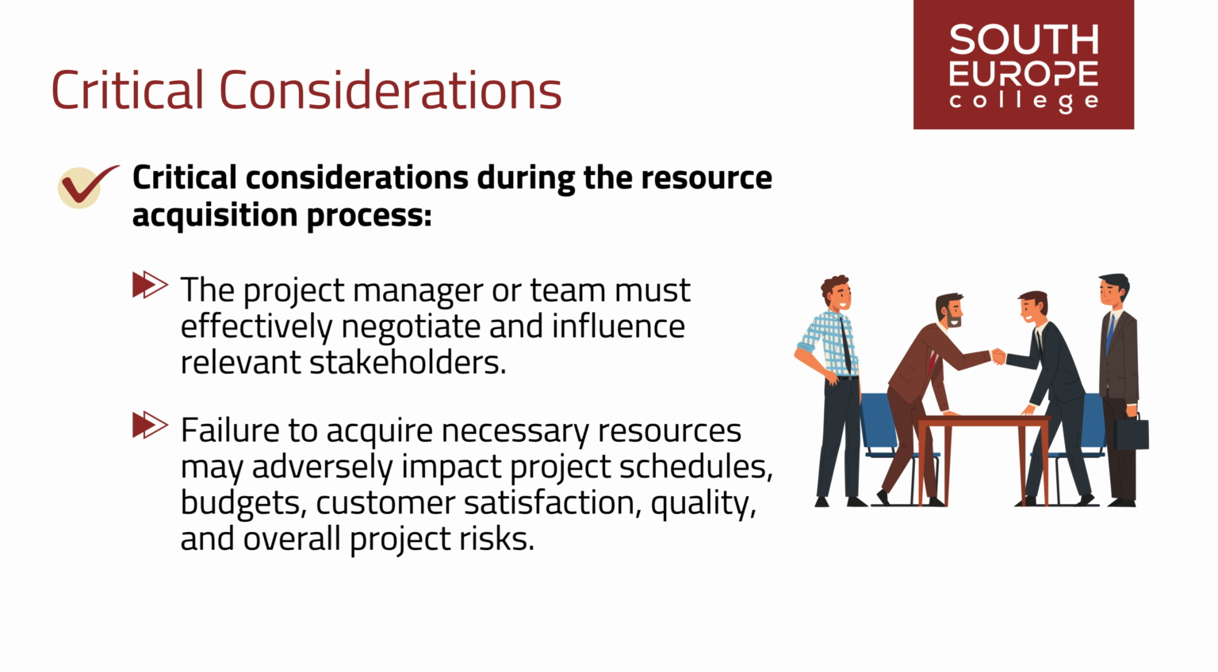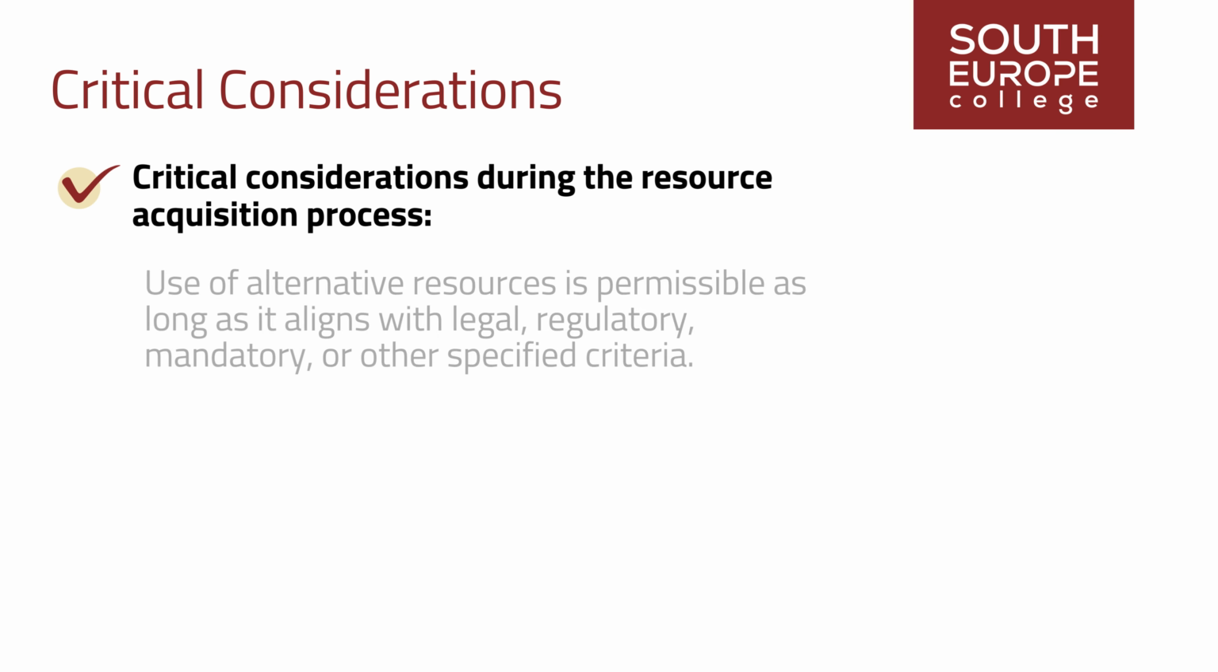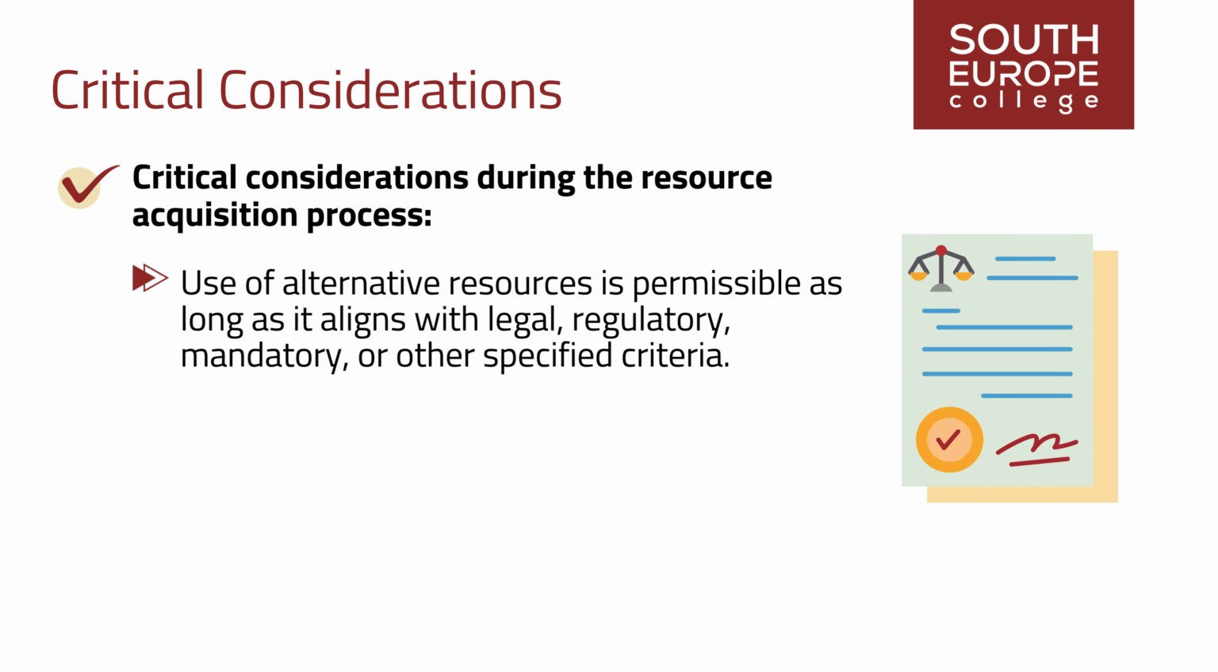In cases where team resources are unavailable due to constraints, the project manager may need to assign alternative resources, considering factors like competencies and costs. Use of alternative resources is permissible as long as it aligns with legal, regulatory, mandatory, or other specified criteria. These factors should be thoroughly examined and addressed during the project planning stages.